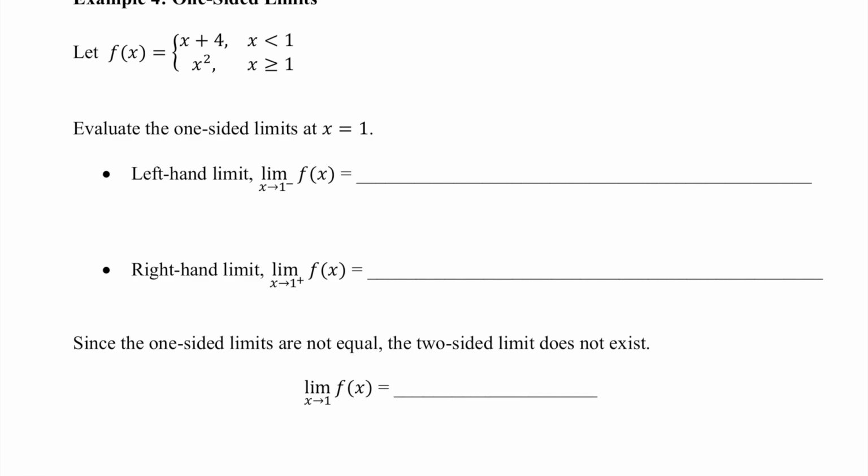First, we find the left-hand limit. Limit of f of x as x approaches 1 from the left. Do not forget the little minus sign here. If we are approaching 1 from the left, that means we are using values smaller than 1. So which part of the function do we use? We use the rule for x less than 1, which is this one. So for x less than 1, we use f of x equals x plus 4.